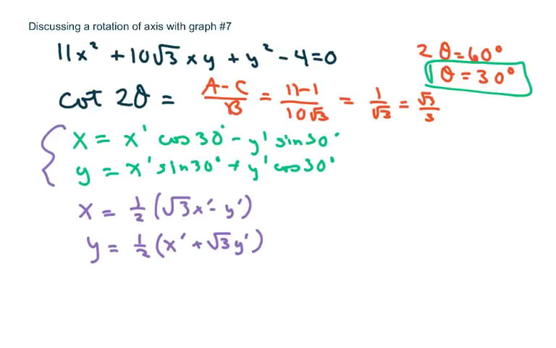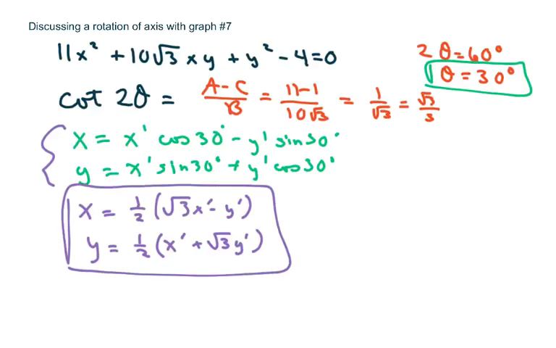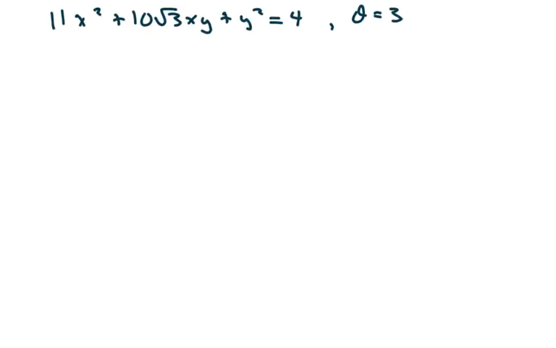Now what we're going to do is substitute these into our x's and y's, and our goal is to eliminate the xy term in the graph. So I'm going to copy the equation down again. We have 11x squared plus 10 square root of 3 xy plus y squared minus 4. So I'm going to just say equals 4, and our angle is 30 degrees. So let's plug everything in. I'm going to write a little small. I'm going to try to get it all on one line.